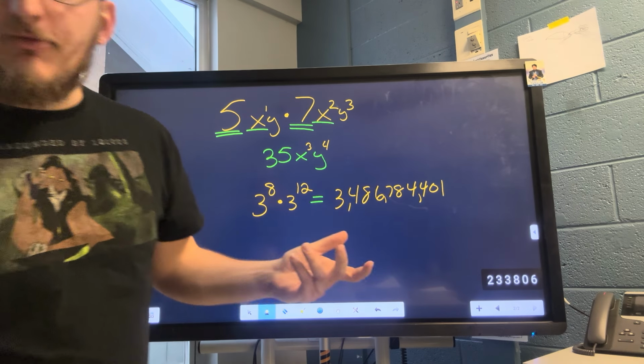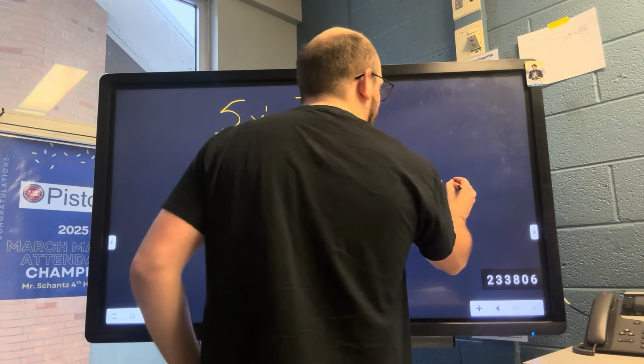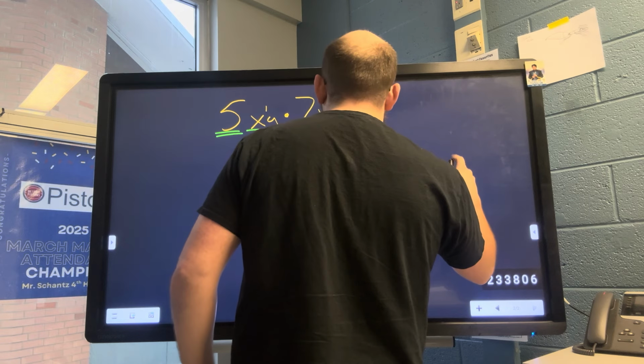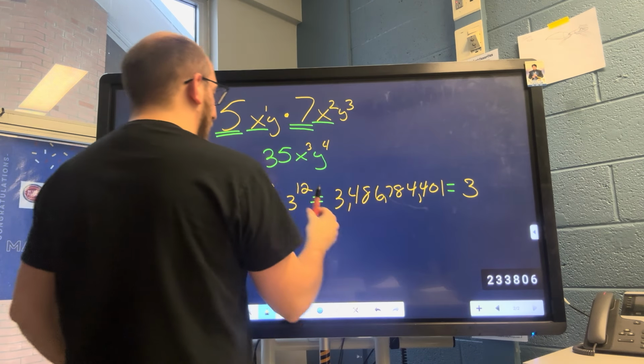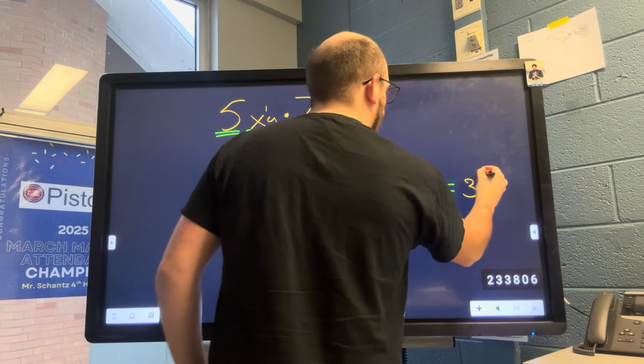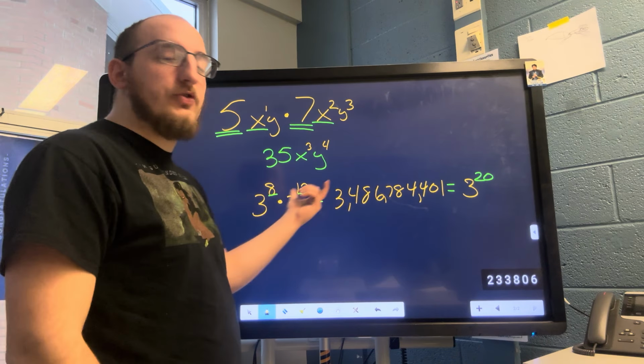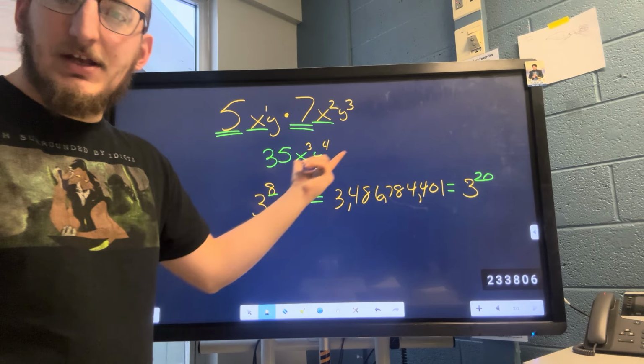There is an easier way to write that. Can't I just write this with a base of 3? I can just call this 3 to the 20th. Okay? So it even works for constants too. As long as they have the same base, you can play with them.